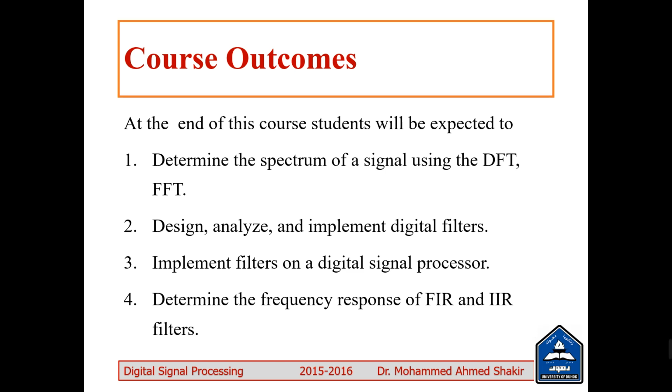Point number three, implement filters on a digital signal processor. Now, in point number two, we talked about either software, or a DSP kit, or a microcontroller. Now, what's the difference between a digital signal processor and a general purpose microprocessor? I think you have studied, say, the 8086 or 386, or even the Pentium microprocessor. So these kinds of microprocessors are called general purpose microprocessors.